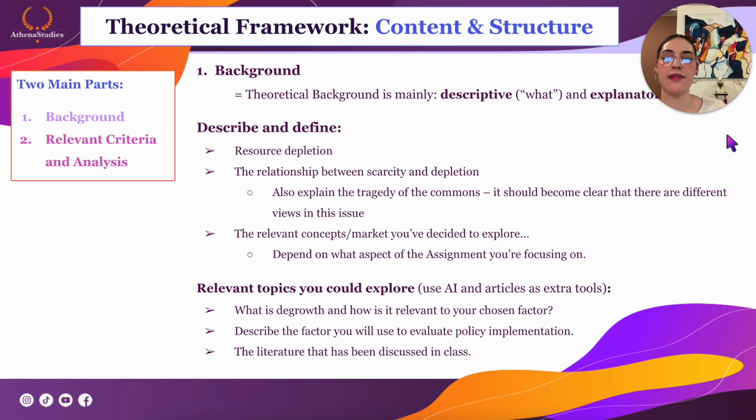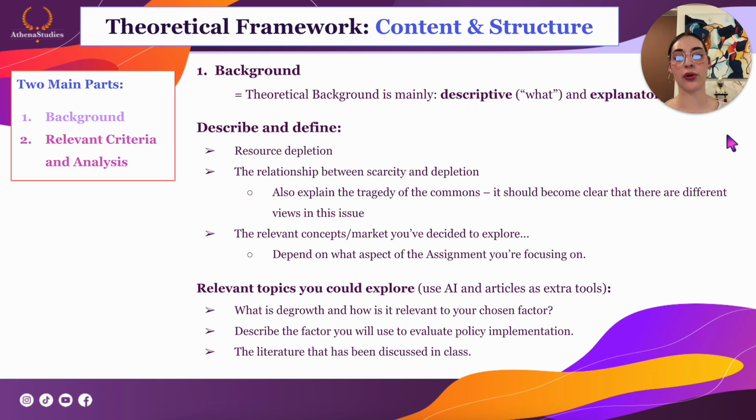The main goal of the background section in your theoretical framework is to focus really on the description, so the what, and the explanation, or essentially the how or the why. So key things, again, to describe and define are resource depletion, scarcity and depletion, and explaining, of course, the tragedy of the commons and how there are different views regarding this issue. And of course, relevant concepts and the markets that you've decided to explore. So what factor have you chosen? And what is the gauge there for the research question that you are exploring?